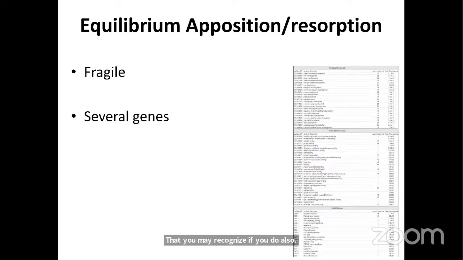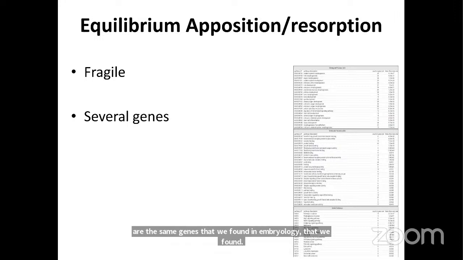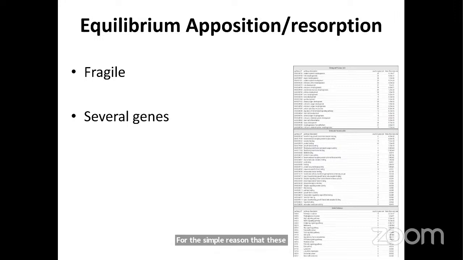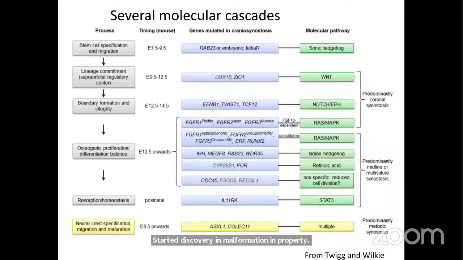neuro-oncology, because these are the same genes that we found in embryology that we found in oncology, for the simple reason that these genes participate in growth, and you can easily understand that when they are overactivated, they can lead to neoplastic lesions. So these are the same cascades that we start to discover in malformations, in embryopathy, thanks to the studies. Several different players and different families of genes play together in order to have this ossification.